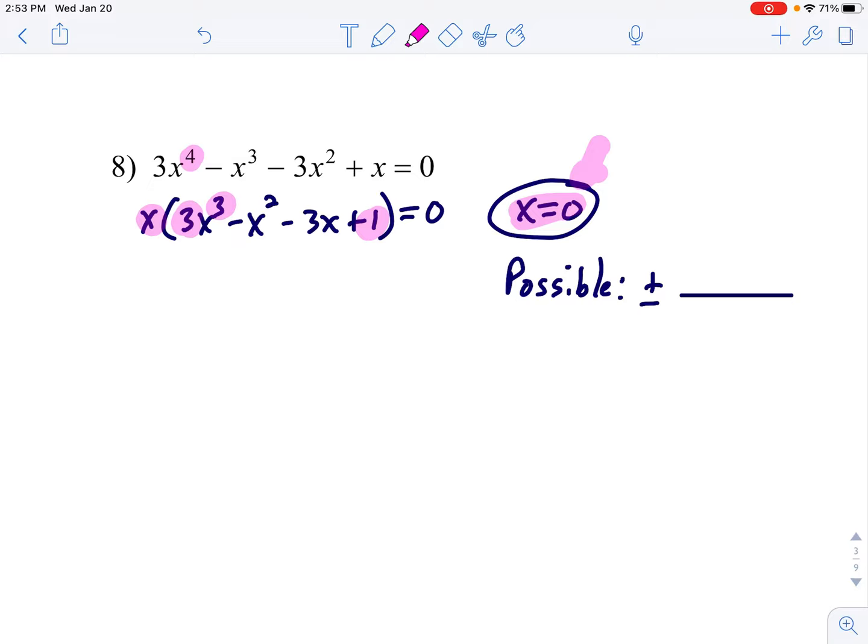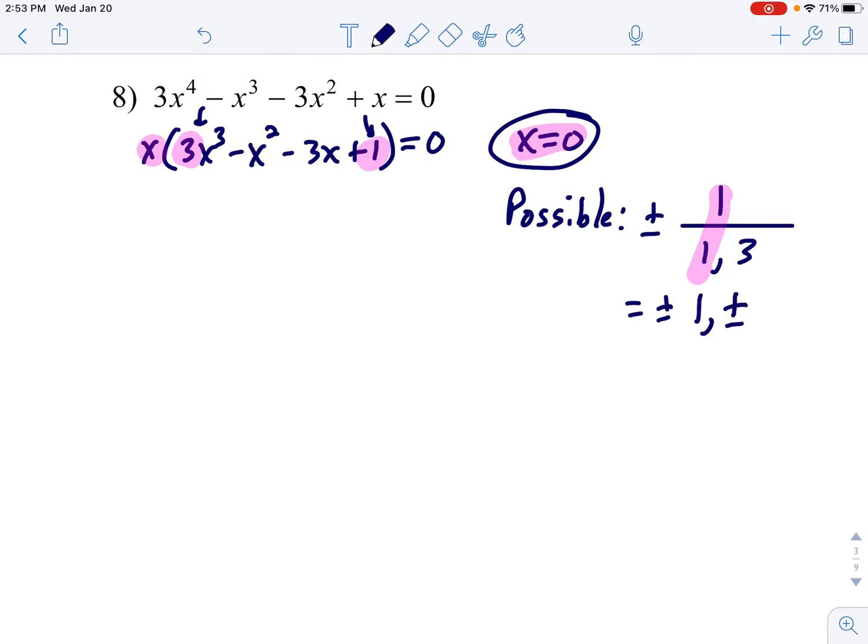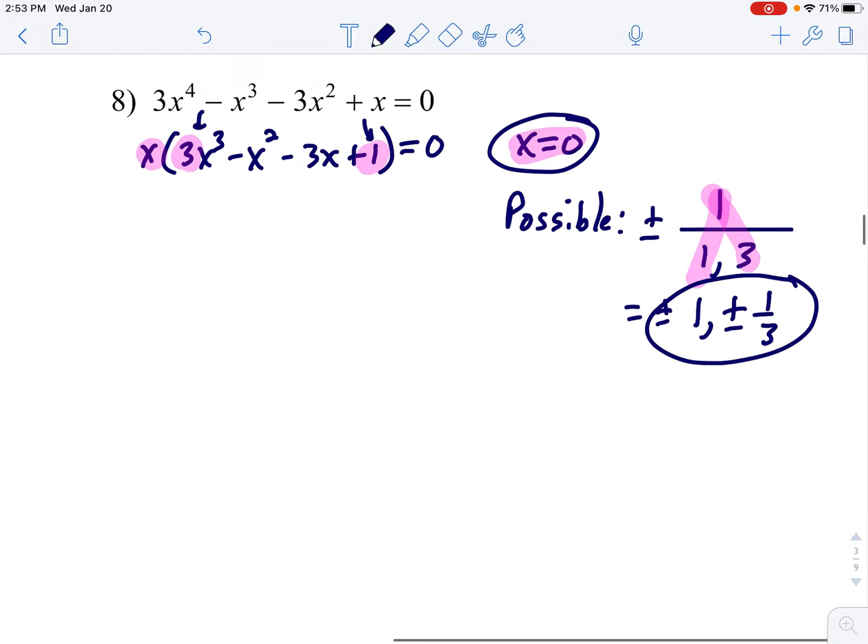Now we have 3 more to go, right? So factors of the last number. Last number is 1, so that's just 1. First number is 3. That's 1 or 3, right? You can divide that by 1 or 3. That gives us plus or minus 1 divided by 1 is 1. Plus or minus 1 divided by 3 is 1/3. There's our list of possible roots.